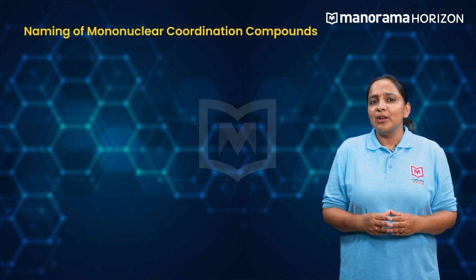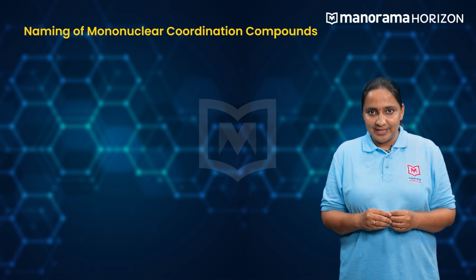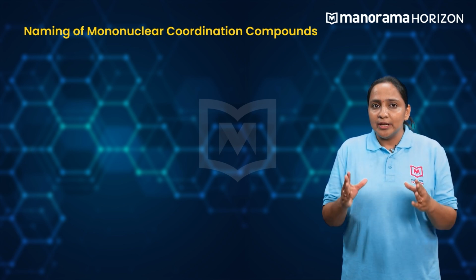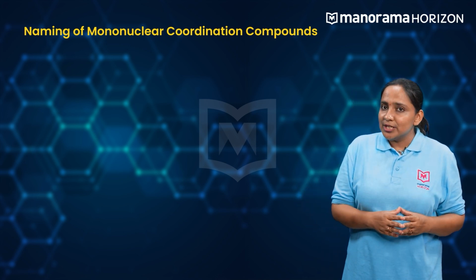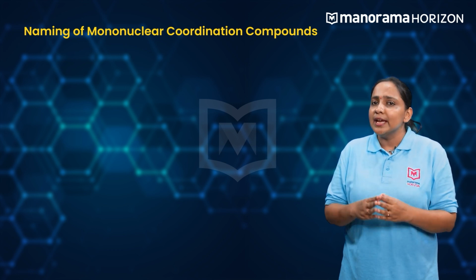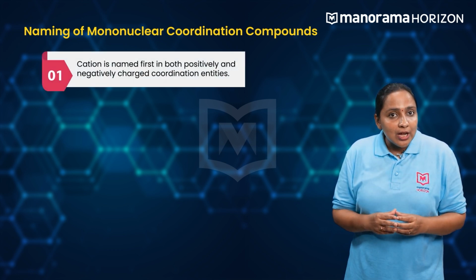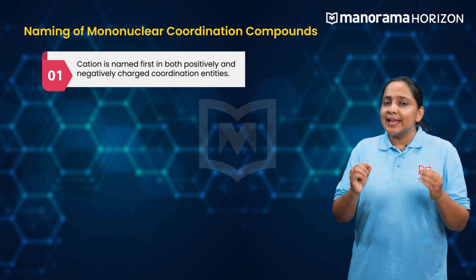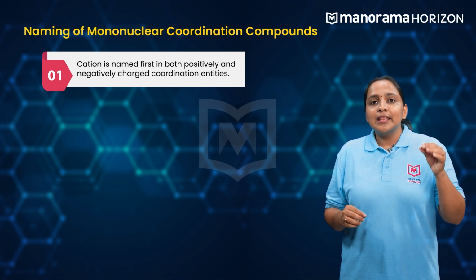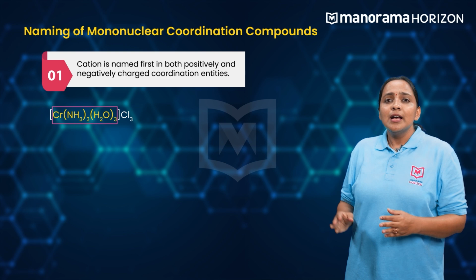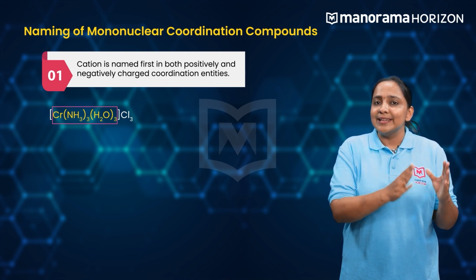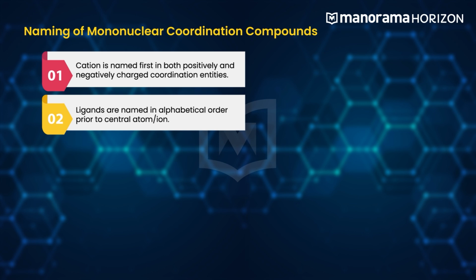Next, we will see the naming of mononuclear coordination compounds. As discussed, with mononuclear coordination entities, we may follow certain rules while naming the coordination compounds, which we may learn with the examples. In a coordination compound, among the positively and negatively charged coordination entities, the cation is named first. Hence, in the compound shown here, the cationic part is first named. The second rule says that ligands are named in alphabetical order before the name of the central atom or ion.